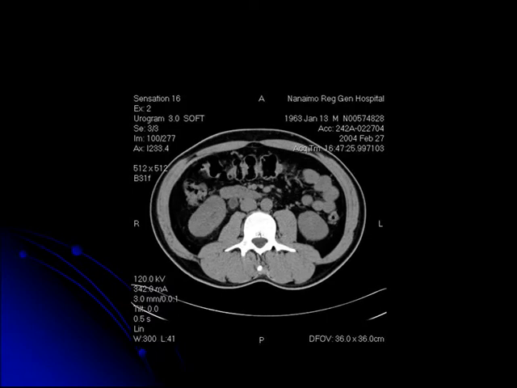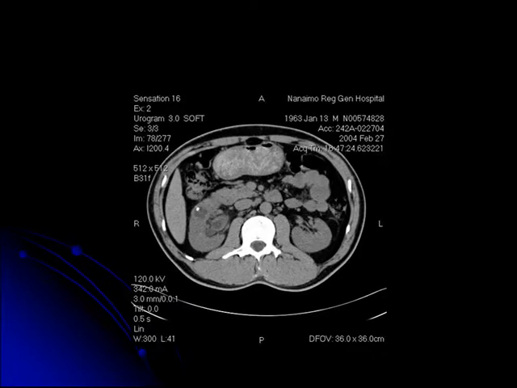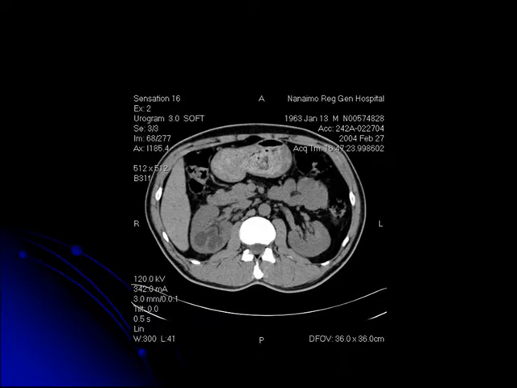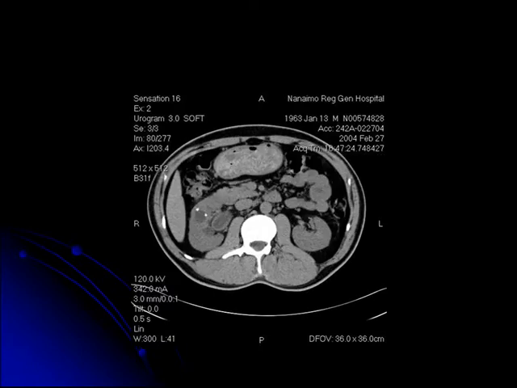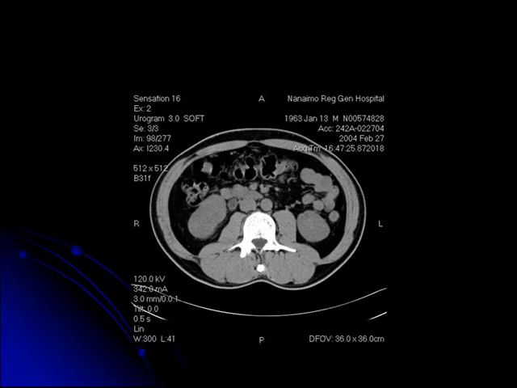I think one of the differences would be that the calyces you can see here, they're narrowed at the infundibuli, which is classic for TB. Who's Barrett syndrome? What's that? Okay. I'll look it up.